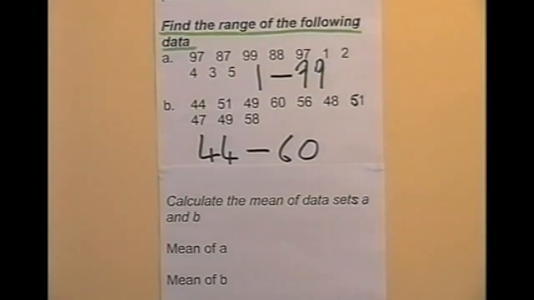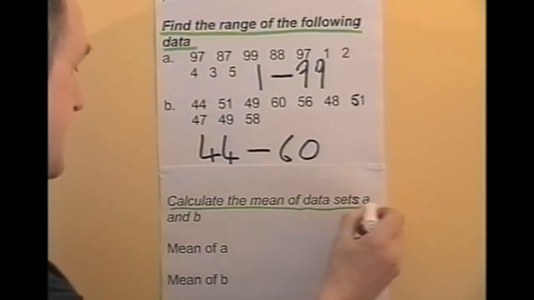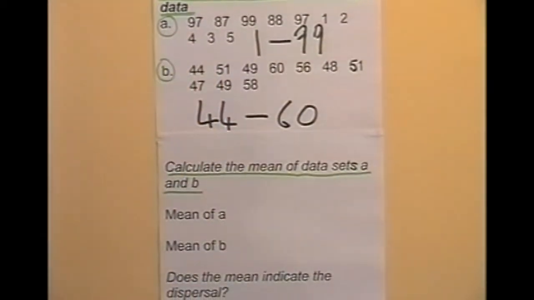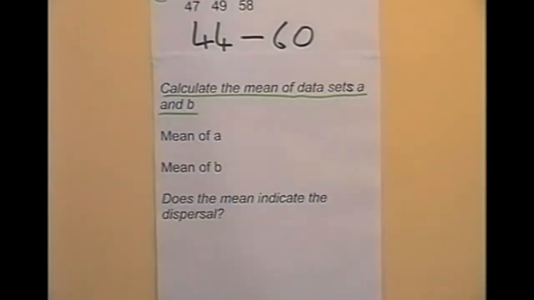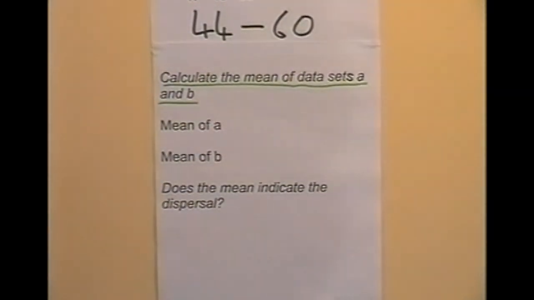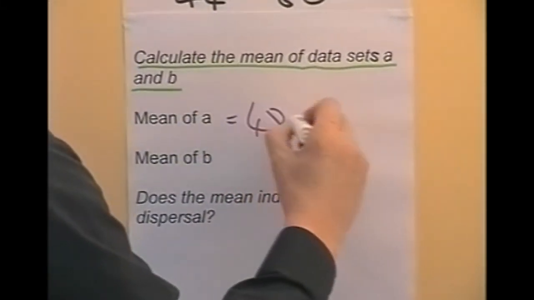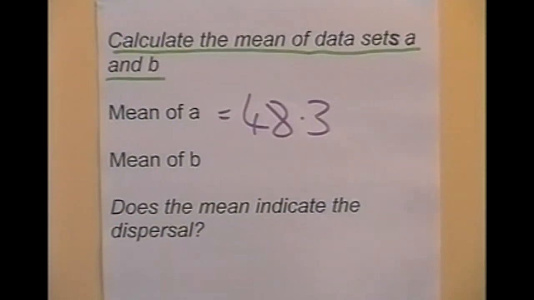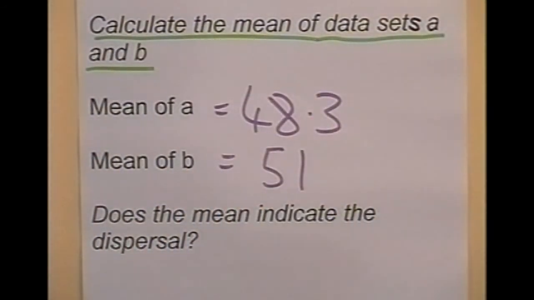Now, using the same data, we've been set a further problem here. Calculate the mean of data sets A and B. That is, data sets A and B. What is the mean of those data sets? Well, if you actually work it out, sample A has a mean of 48.3, and sample B has a mean of 51. So the means are fairly similar.